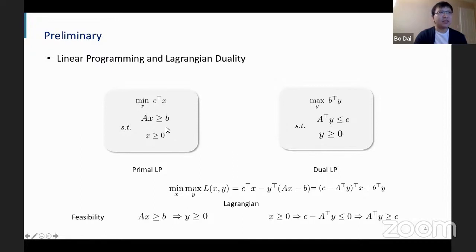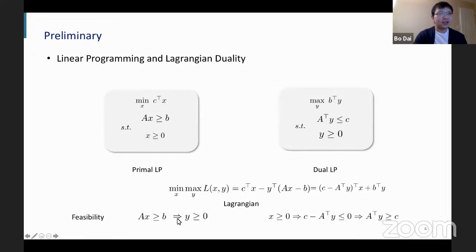You can see that this b corresponds to the objective function b transpose y, and this A corresponds to this A. And the reason why we have such an optimization is that we can get it from the Lagrangian dual perspective. Roughly speaking, we have this Lagrangian as a min-max optimization, which could be written in either this form or this form.